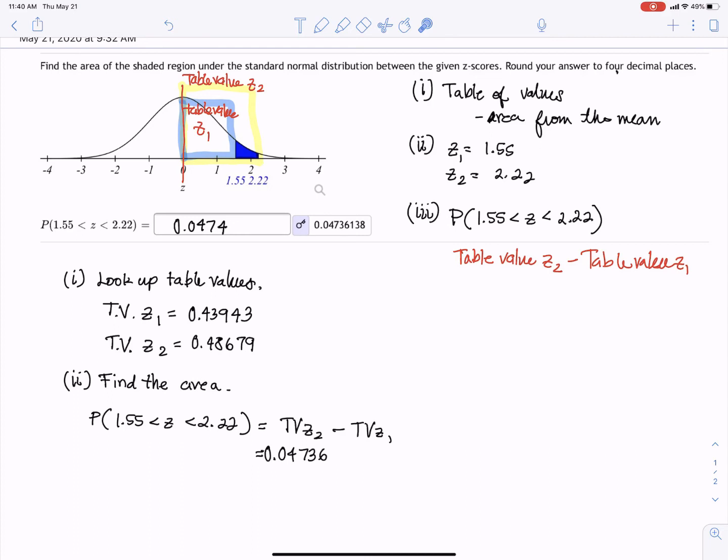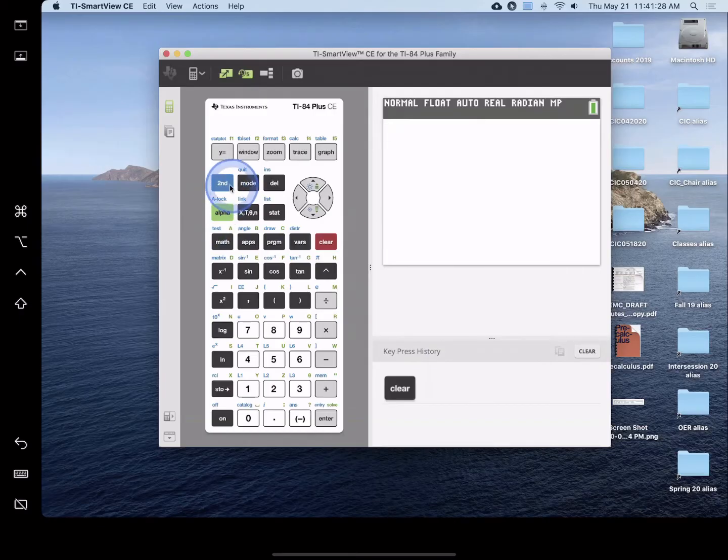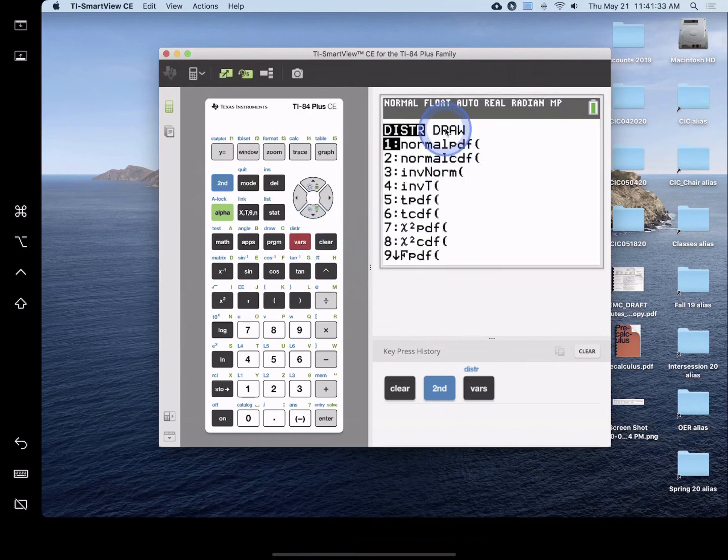Another way that we could do this is in the calculator. If you have a graphing calculator or you downloaded a graphing calculator, if you wanted to use the calculator, you would hit second vars, which gives you the distribution, and go to normal CDF. So let's go ahead and take a look. So if we hit second vars, that gives us the distribution. And number 2 is what we're going to use for normal CDF. So this is when we're given z-scores and we want to find the area.